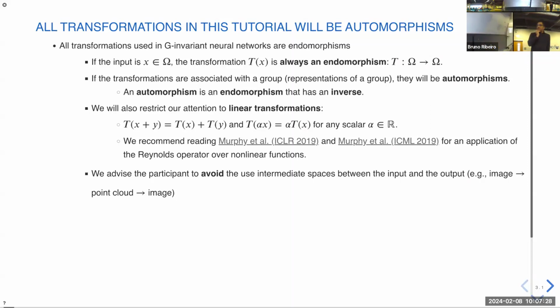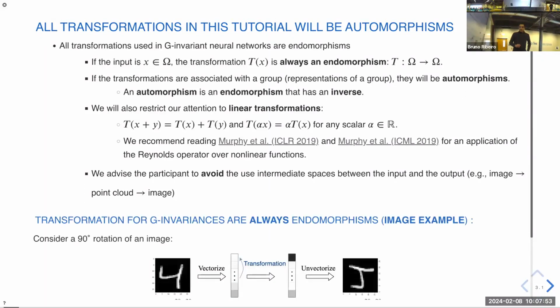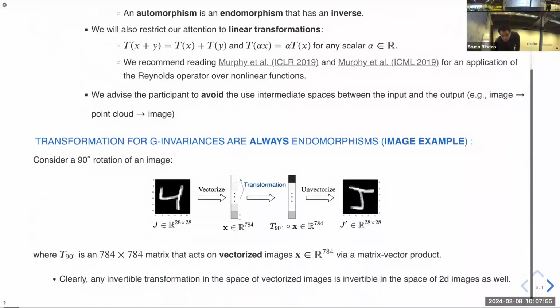Now one thing that I would say is that earlier in the literature, folks were using some kind of intermediate space representations, but I would say just try to avoid that. Say, transforming an image into a point cloud and then back into an image, because if you do that, sometimes the math doesn't quite work out. You should try to do the transformation directly on the space. So the transformations will always be endomorphisms, right?